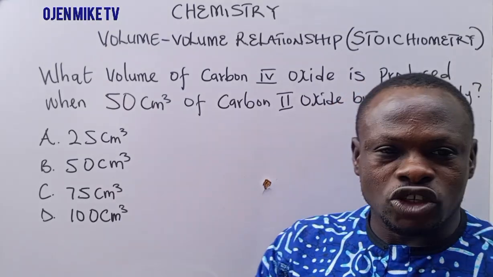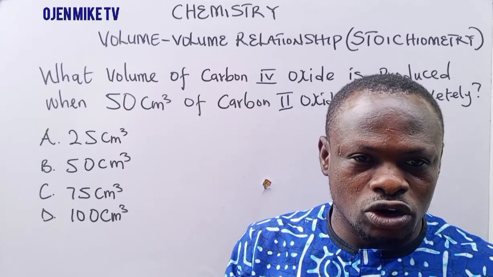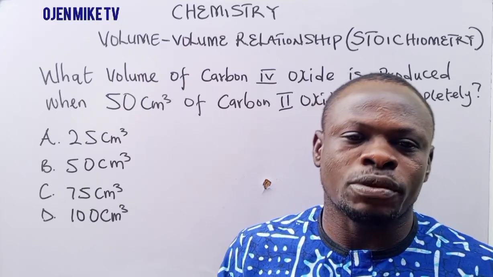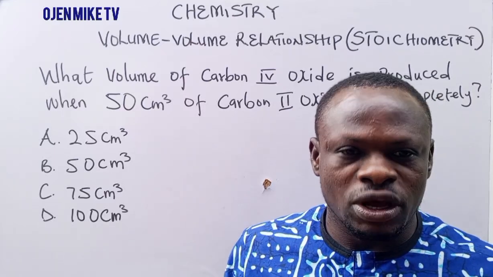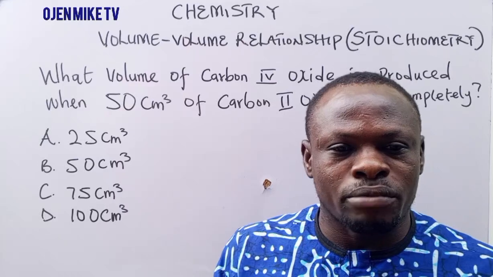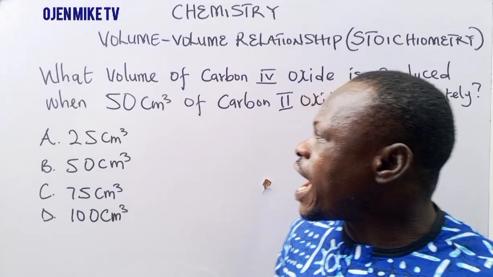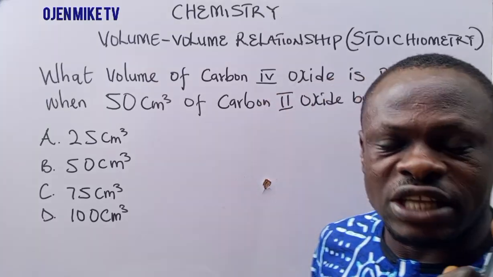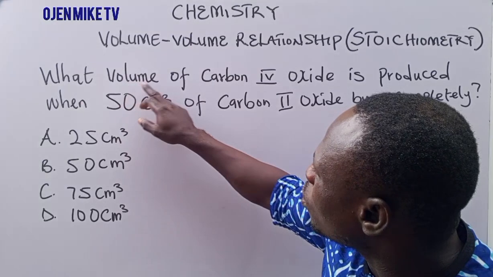Now we have some relationships, and they have to do with mass, mole, and volume. We have the mass-mass relationship, mass-mole relationship, mass-volume relationship. We have the mole-mole relationship, mole-mass relationship, mole-volume relationship. We have the volume-volume relationship, volume-mass relationship, and volume-mole relationship. But in this question, we are asked about the volume-volume relationship. How do you identify that? You see, it says, what volume?